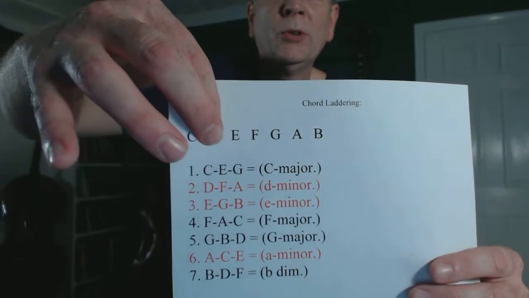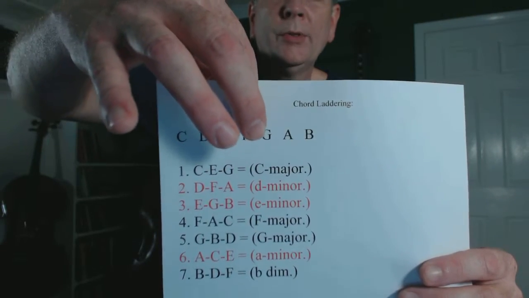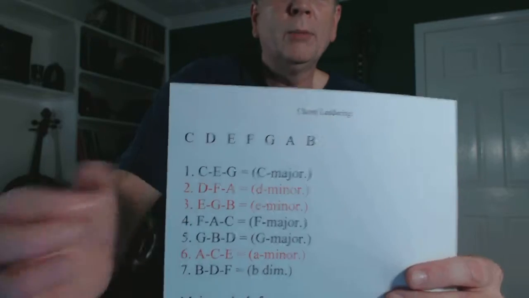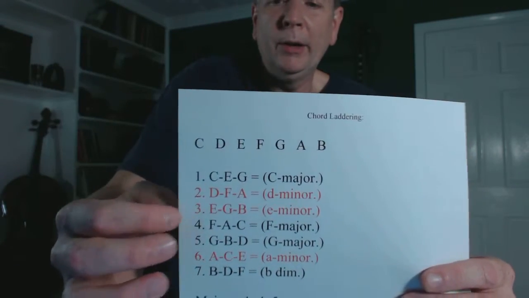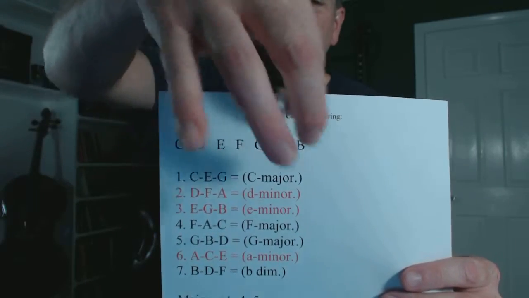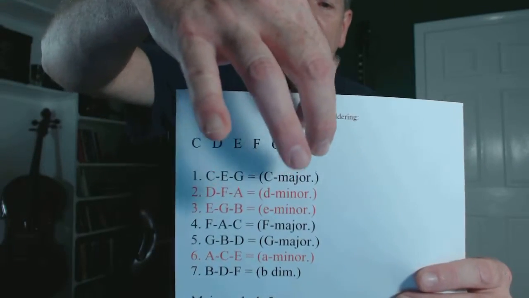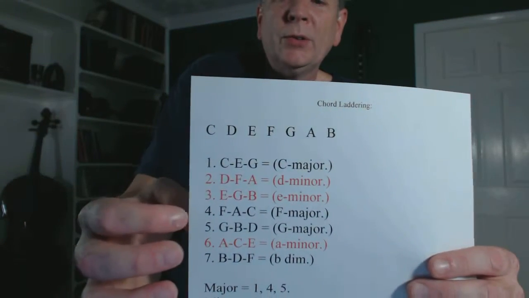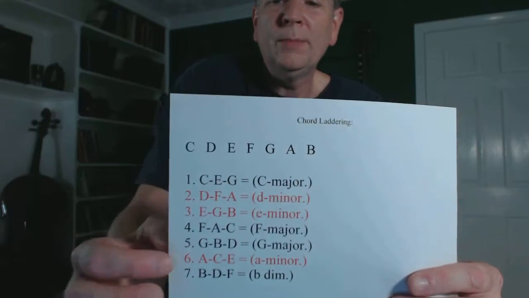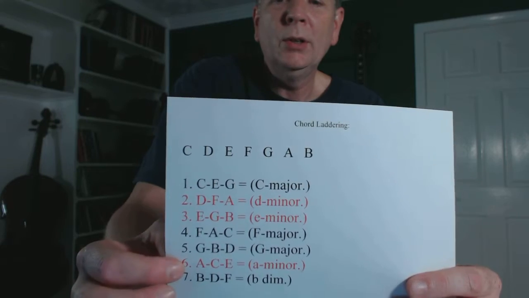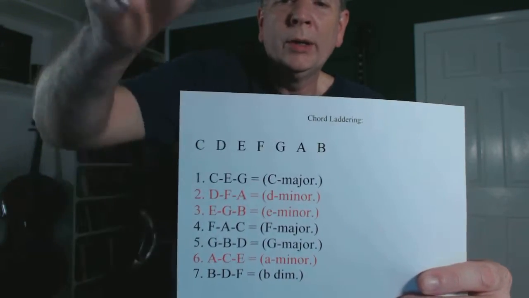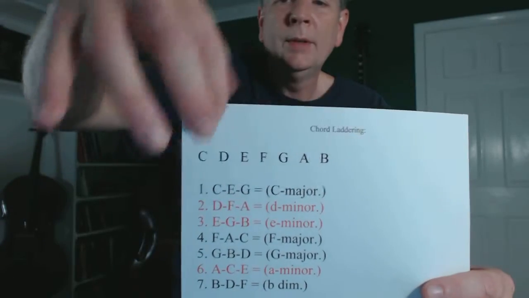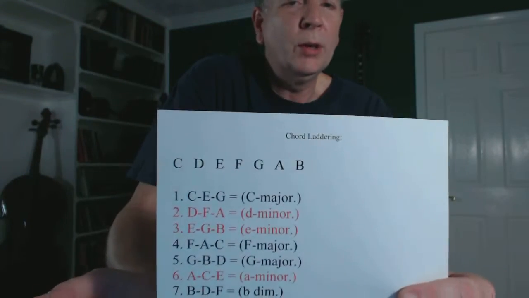Same thing from the D. I start on the D, skip over one, get to F, skip over another, get to A. D, F, and A make a D minor chord. I go to E, same thing. E, G, and B, E minor. When I get to F, F, A, and C, think of this as a circle. F, A, and then back around here to C. That's an F major chord. Same thing, G, B, D is G major. A, C, E is A minor. And B, when I get to my 7th degree, B, D, and F, and that makes a B diminished chord. Like I said, we'll talk about that later.